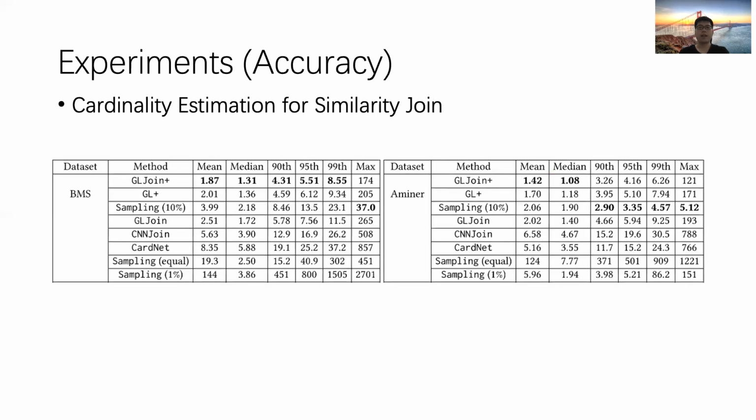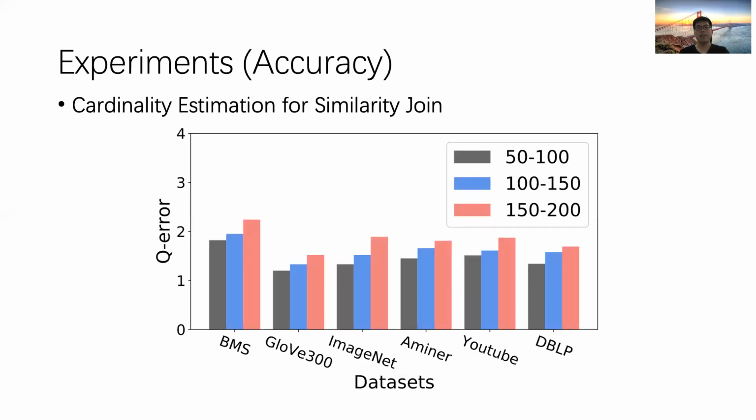We also select BMS and Amazon as examples to show the accuracy of our method for cardinality estimation of similarity join. We can have similar observations as previous slides. Note that bonding query vectors together can improve accuracy because more vectors make the distribution of cardinalities in the workload smoother. This figure shows that our method can be effectively generalized to larger query sizes for similarity joins. We can observe that the error only slightly increases when query size increases by 3 times.